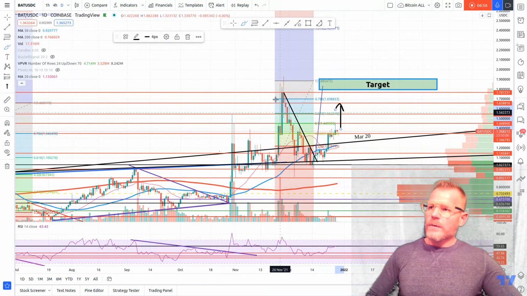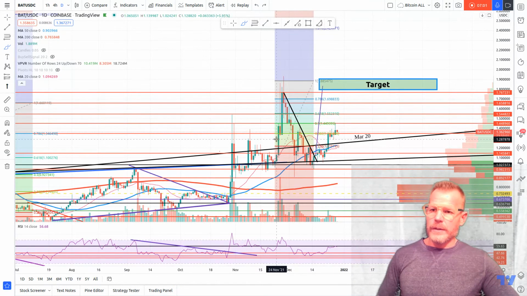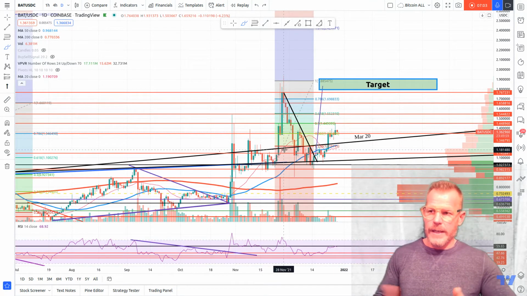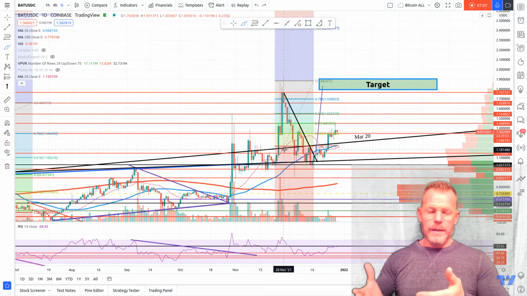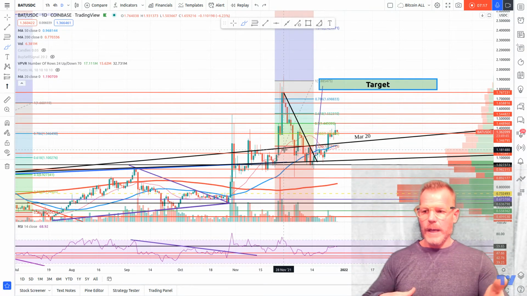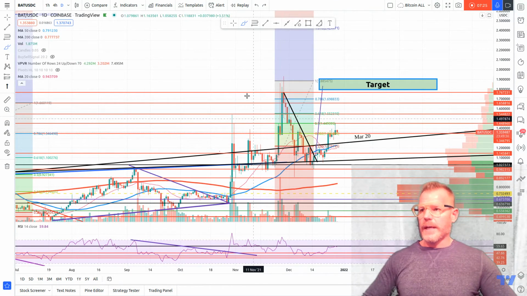So this is the way to play Basic Attention Token as well. Now, I'm not in this trade at the moment. I set this video up because BAT is actually a perfect entry area right here at $1.34. I have previous videos and posts about how significant this level is. And so I think this area is a great place to enter.